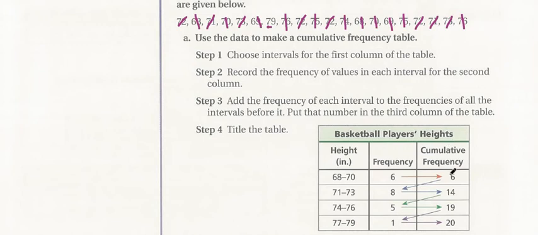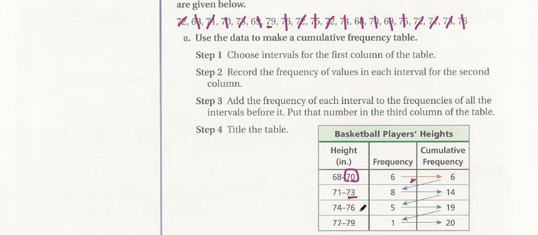Okay, cumulative frequency means how many data values you have up to a given value. The first row is brought down as it is, which is how many data values you have less than or equal to 70. It's 6, so the cumulative frequency is 6. Then how many data values do you have less than or equal to 73? You add this 6 to the 8, because from 68 to 70 I have 6 data values, and from 71 till 73 I have 8. So 6 plus 8 is 14.